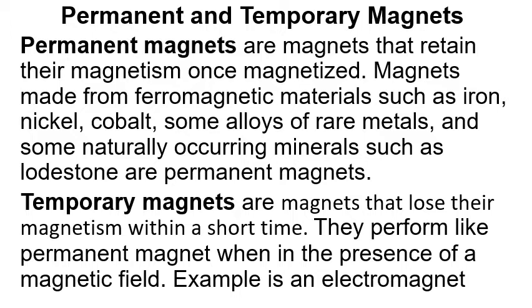Temporal magnets. They are magnets that lose their magnetism within a short time. They perform like permanent magnets when in the presence of a magnetic field. An example is an electromagnet.